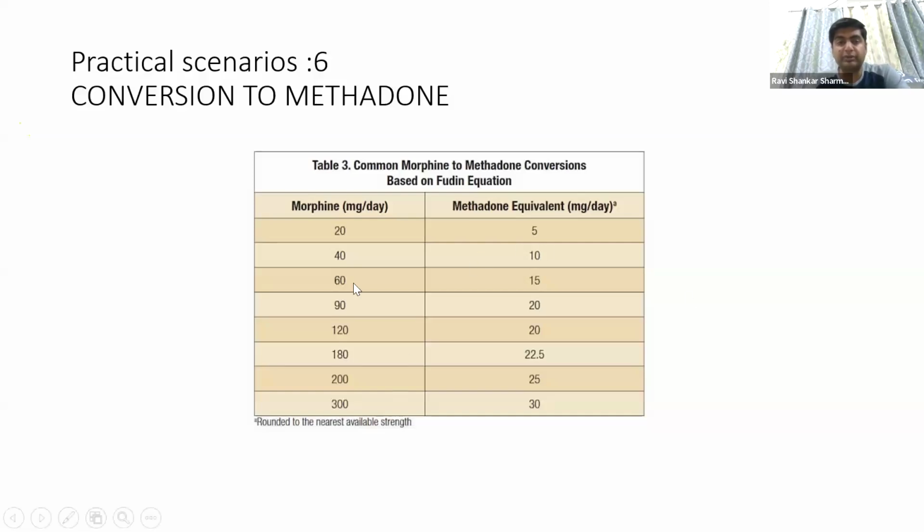So this was the practical scenario for methadone. Whenever you're using 20 milligram of morphine, the methadone equivalent is 5 milligram. Up to 60 to 90 milligram, you can increase by 5. But after that it remains almost the same because of the high risk of respiratory depression and arrhythmias.